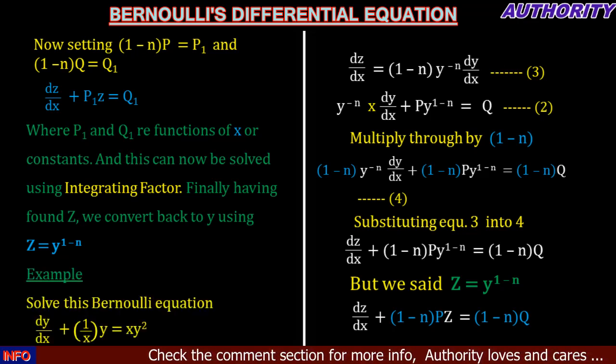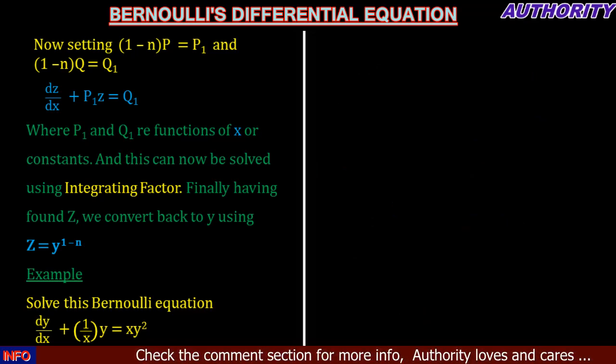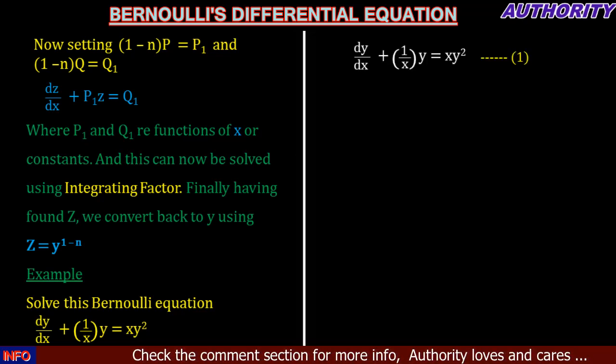Solve this Bernoulli equation: dy dx plus 1 all over x y equal to x y raised to power 2. We have dy dx plus 1 all over x y equal to x y squared. All right, good. Let's call this equation 1.